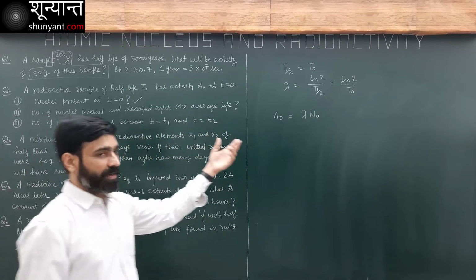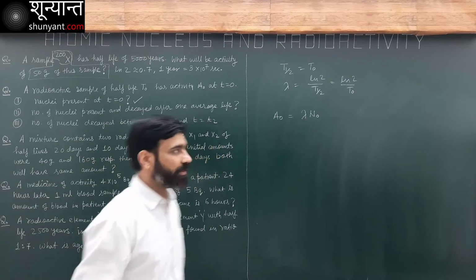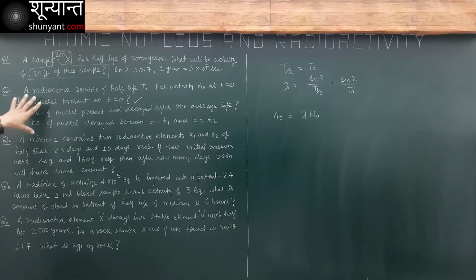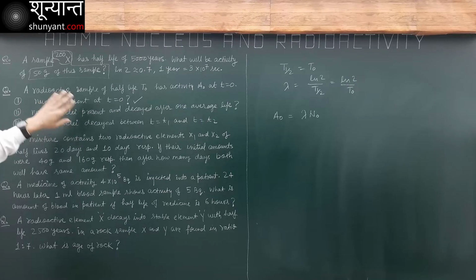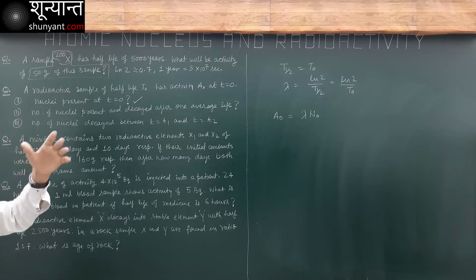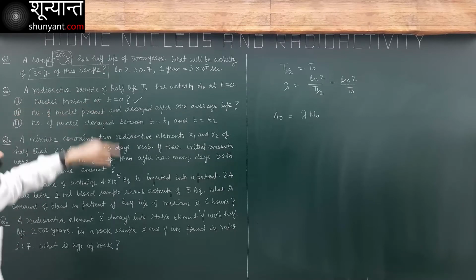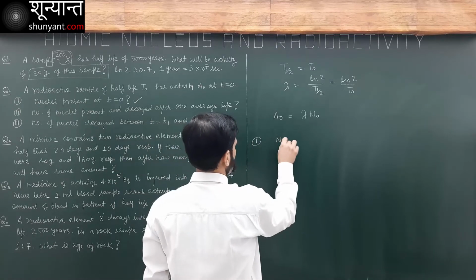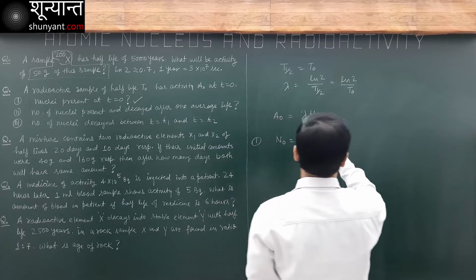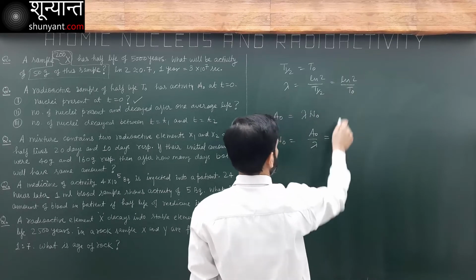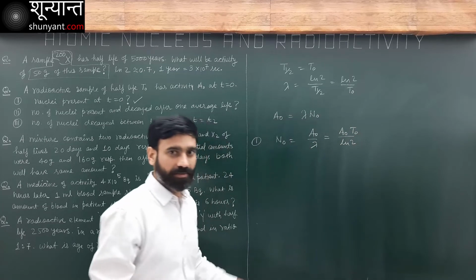Activity is lambda times N. Initial activity is lambda times the initial number of nuclei or number of atoms, both are the same for a radioactive element. Number of atoms and number of nuclei are the same for an element, not for a compound. So N naught will be equal to A naught over lambda. So this becomes A naught t naught over ln2. That's my answer.